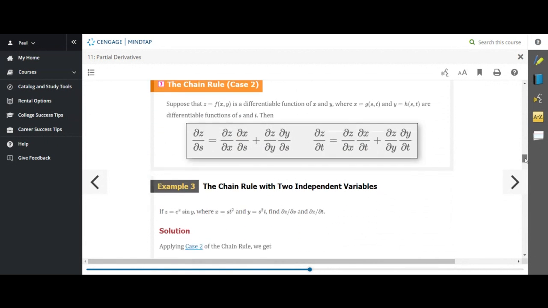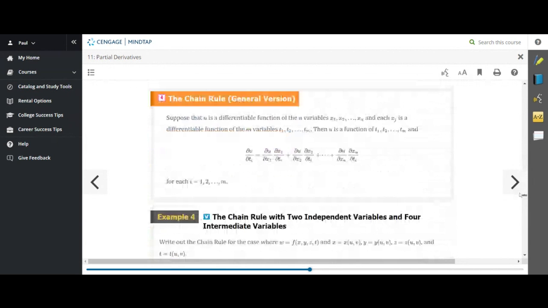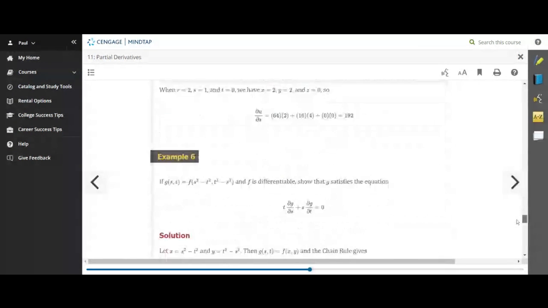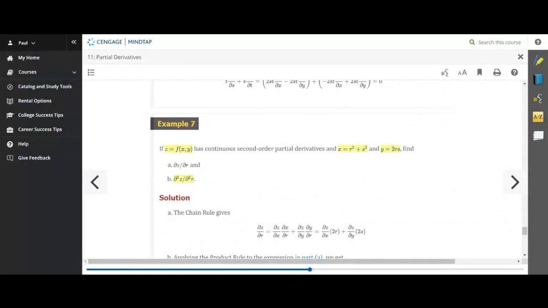Let me see here now. There was a general version of the chain rule. Okay. There was something I wanted to show you. We're not going to likely get into this too much, but example 7 in section 11.5 shows how to do a second derivative based on the chain rule. Okay, and you're welcome to look at that.